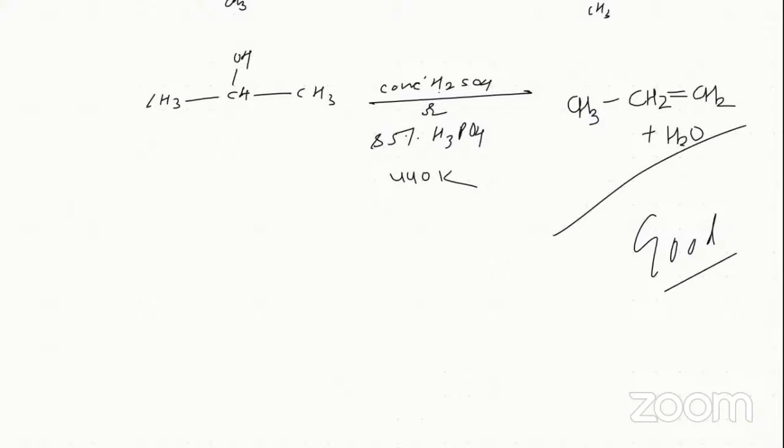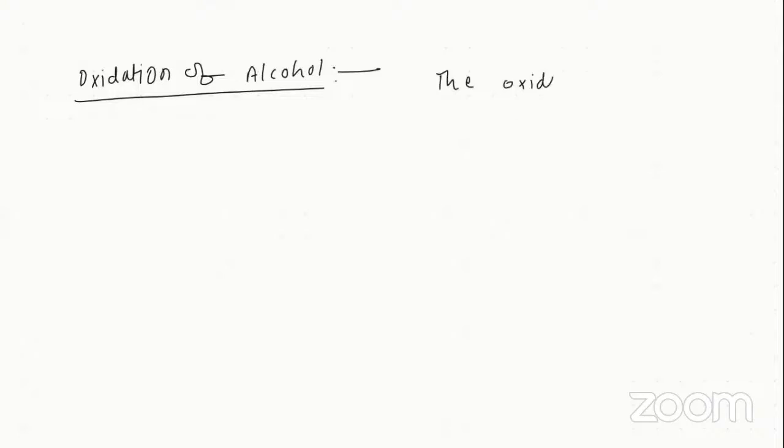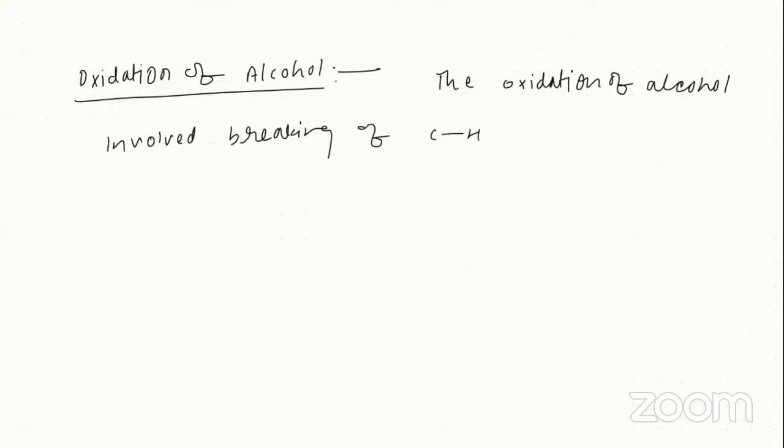So now we are going to the oxidation. One heading is left. That one we are going to cover, oxidation of alcohol. Oxidation of alcohol. The oxidation of alcohol involves breaking of the CH and OH bond. CH and OH bond.